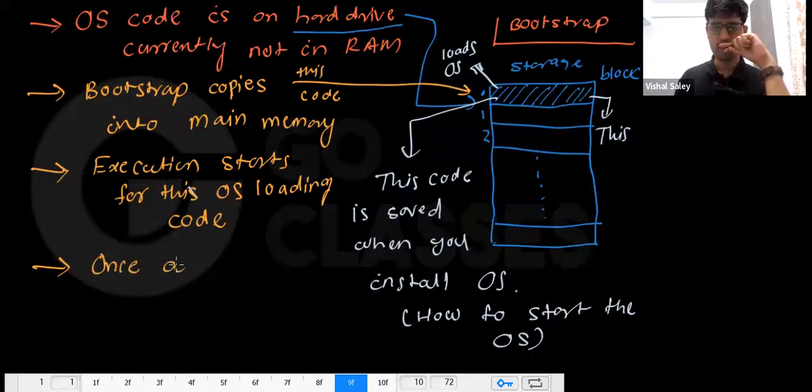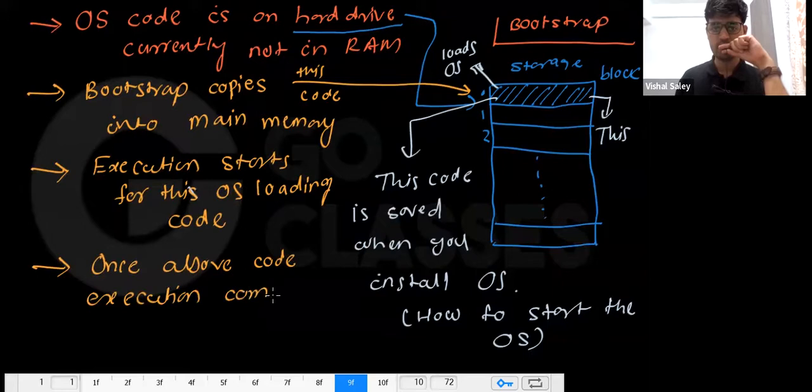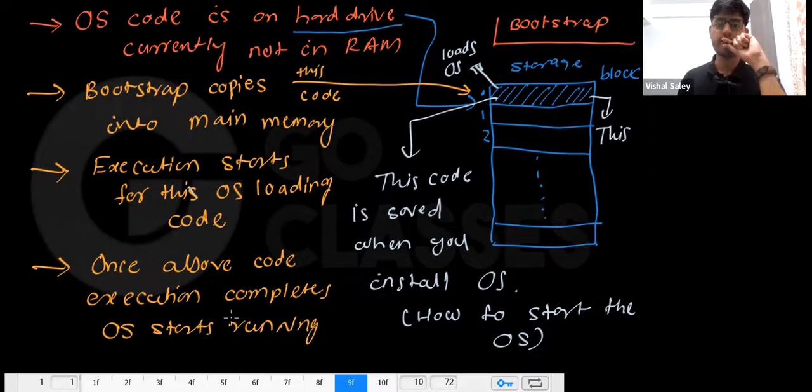Once this code's execution completes, the operating system starts running. Okay, that's it. Once the running of this code completes, your operating system starts running.